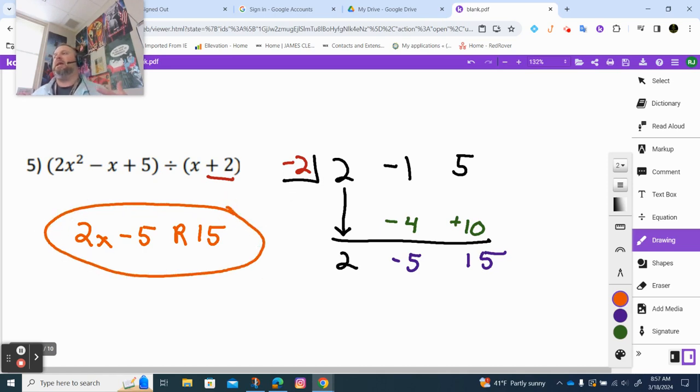Now, we can have some that will have a remainder of 0. We just haven't came across those yet.